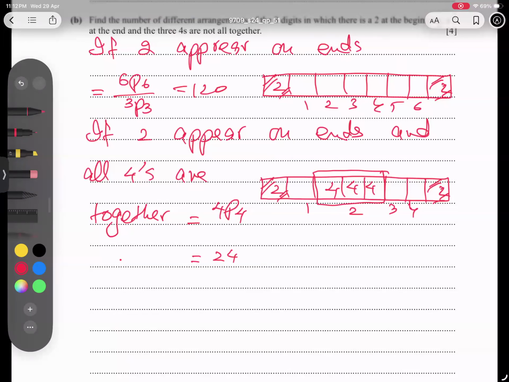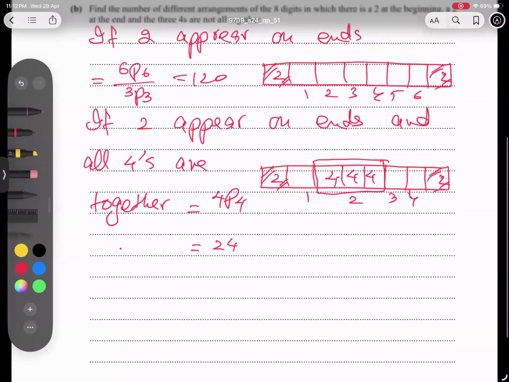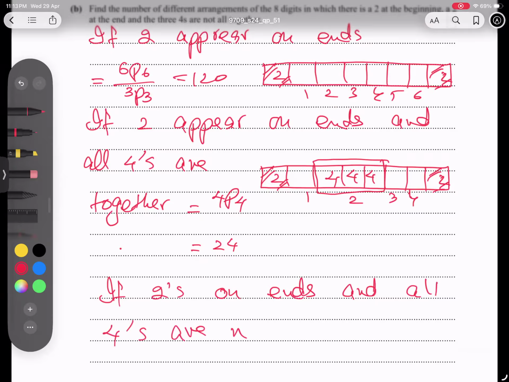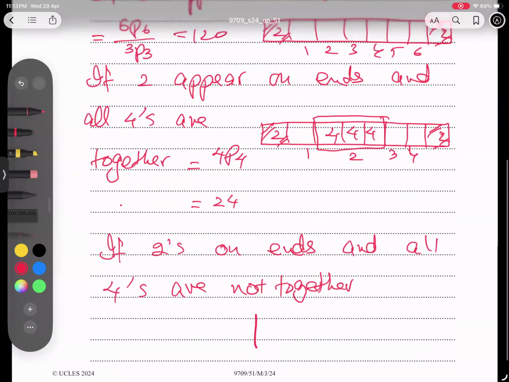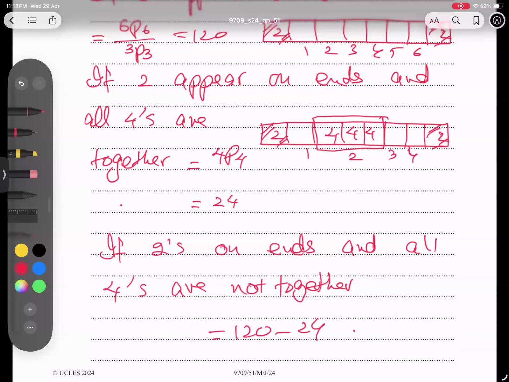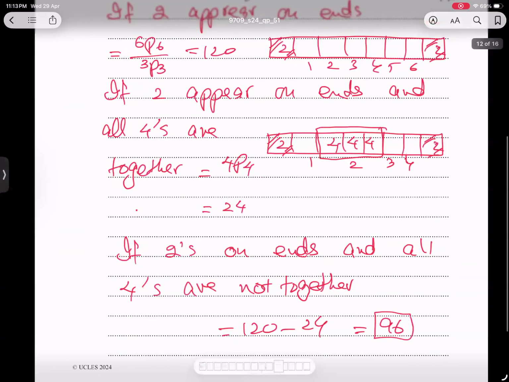After this, if you subtract them, because we have to find out when they are not together. If 2s are on the corners, on the ends, and all 4s are not together. So I'll subtract. The first number I got is 120, and now 24. So 120 minus 24, we are getting here 96. Clear.